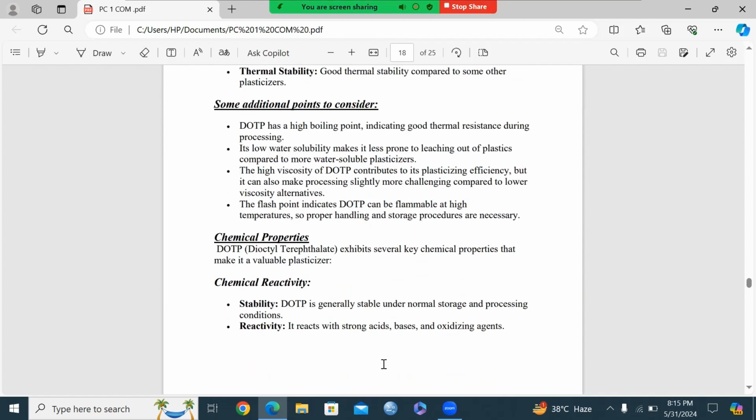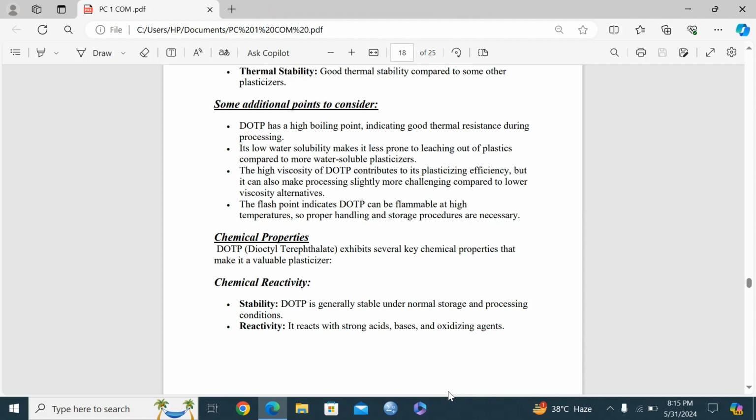Some additional points to consider. DOTP has a high boiling point, indicating good thermal resistance during processing. Its low water solubility makes it less prone to leaching out of plastic compared to more water-soluble plasticizers. The flash point indicates DOTP can be flammable at high temperature, so proper handling and storage procedures are necessary.